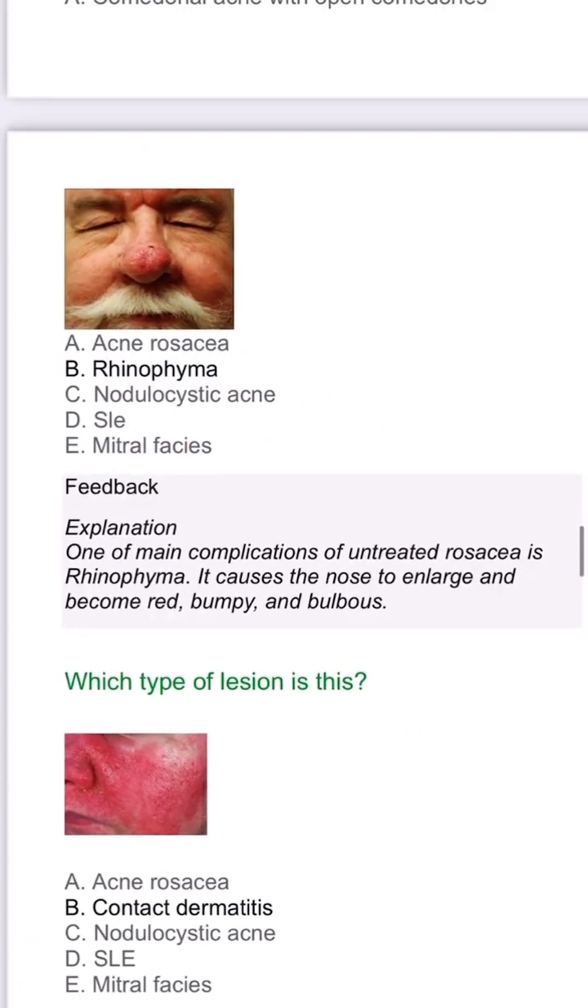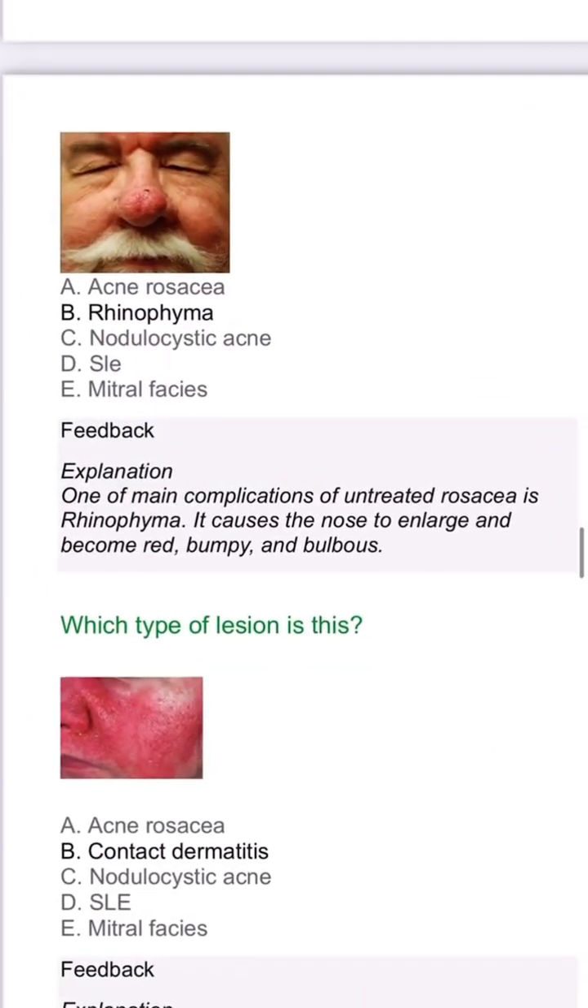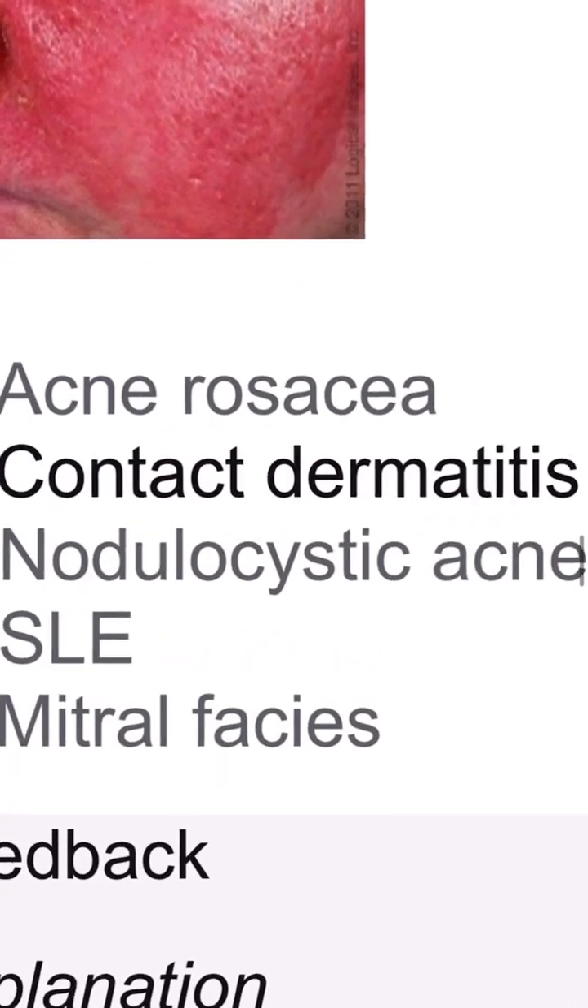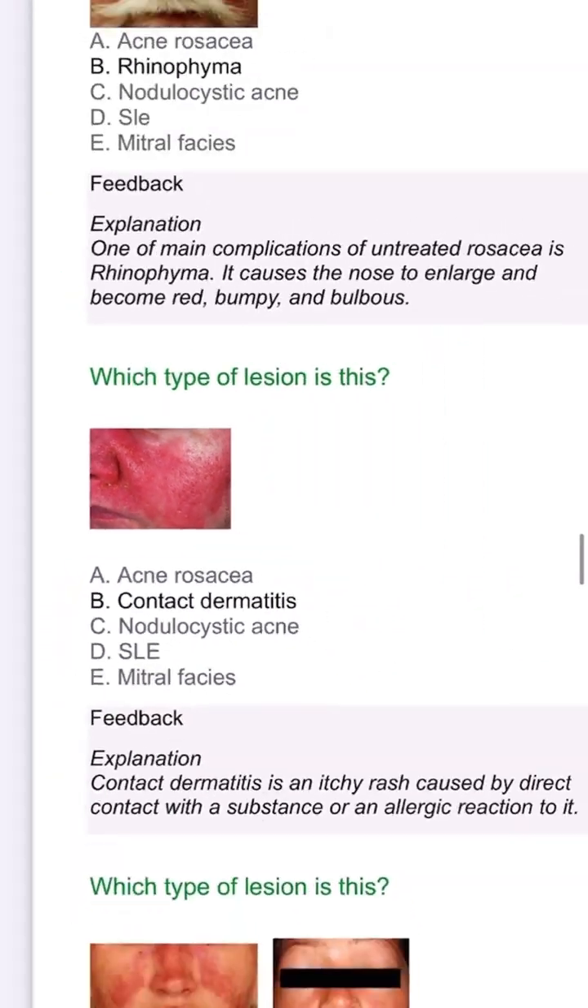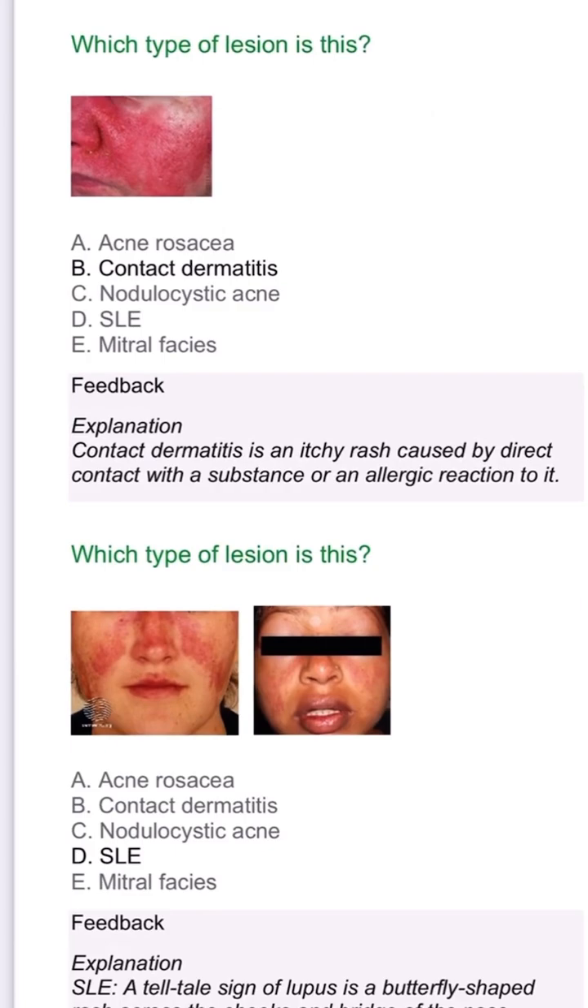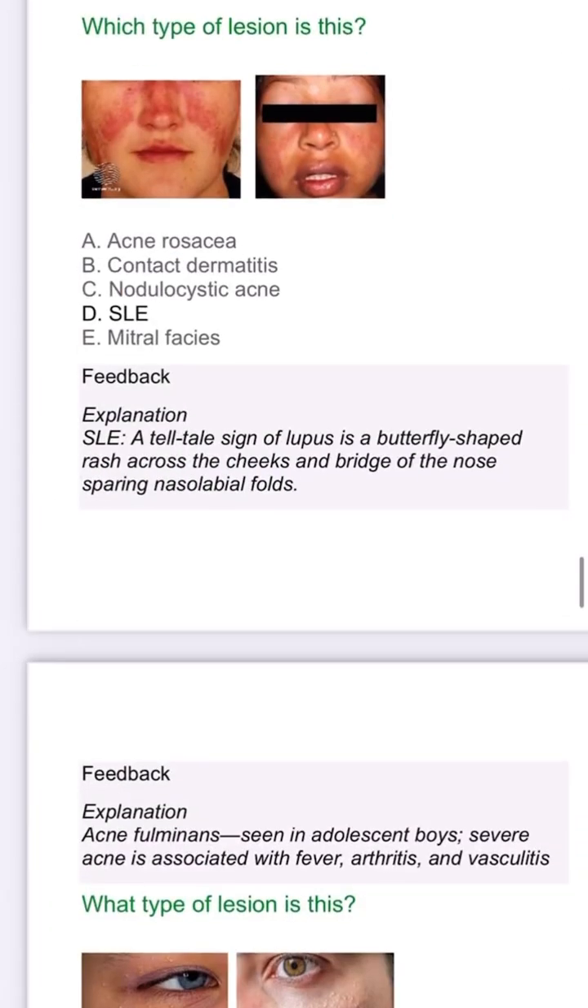What type of lesion is this? Rhinophyma. One of the main complications of untreated rosacea is rhinophyma. It causes the nose to enlarge and become red, bumpy, and bulbous. What type of lesion is this? Contact dermatitis. Contact dermatitis is an itchy rash caused by direct contact with a substance or an allergic reaction to it. It could be due to any soap, any makeup, or anything.